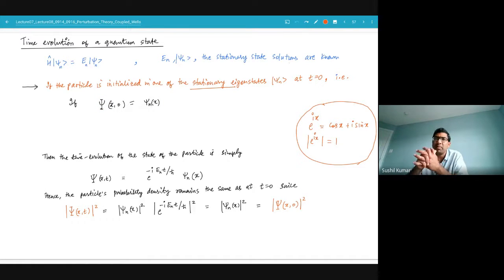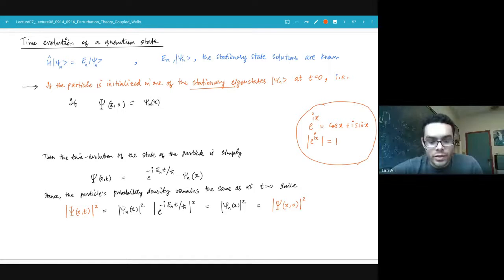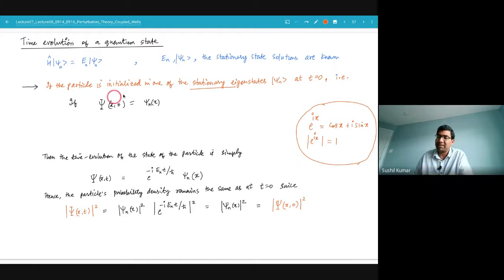Have you done this kind of a problem before? Well, if I say Psi(x, 0), that's at time 0, this is my particle's wave function, right? A particle's wave function does not have to be a stationary state. And I say it is psi 1(x) plus psi 2(x). Now my question is, what is the particle's wave function at any other time?